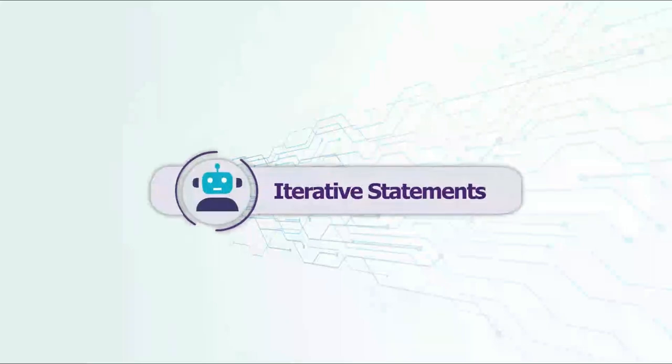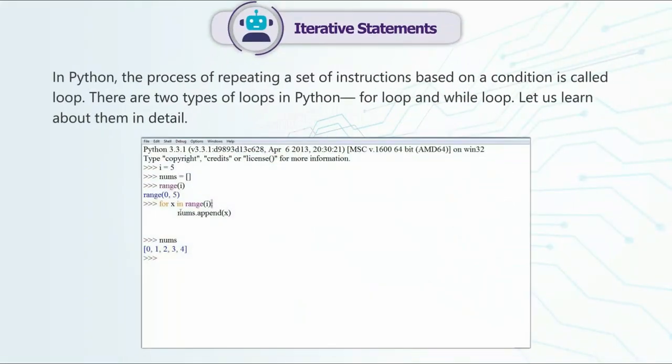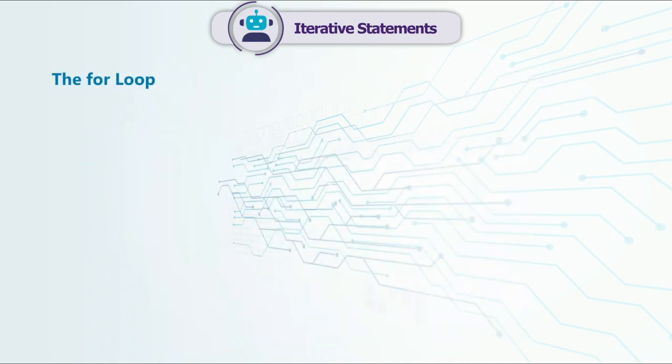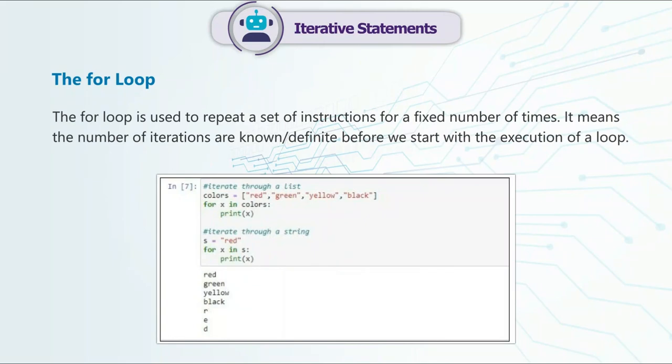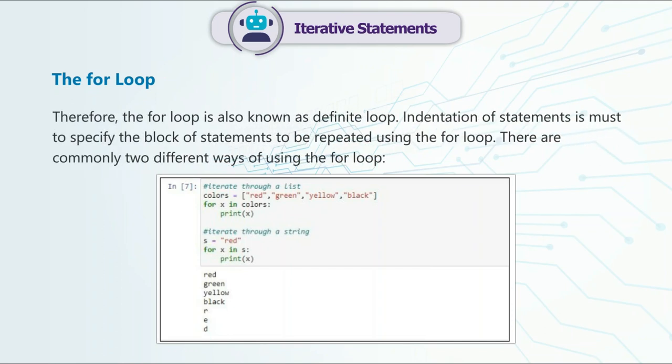Iterative statements. In Python, the process of repeating a set of instructions based on a condition is called loop. There are two types of loop in Python: for loop and while loop. Let us learn about them in detail. The for loop. The for loop is used to repeat a set of instructions for a fixed number of times. It means the number of iterations are known or definite before we start with the execution of a loop. Therefore, the for loop is also known as definite loop.